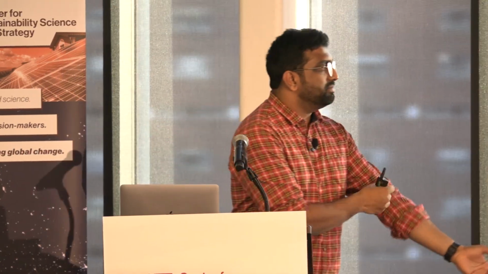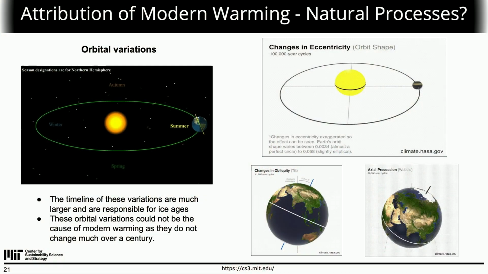So to summarize, the timelines of these variations are much larger and are responsible for ice ages, but these orbital variations cannot be the cause of modern warming. Since these do not change much over a century, they are not really the reason.